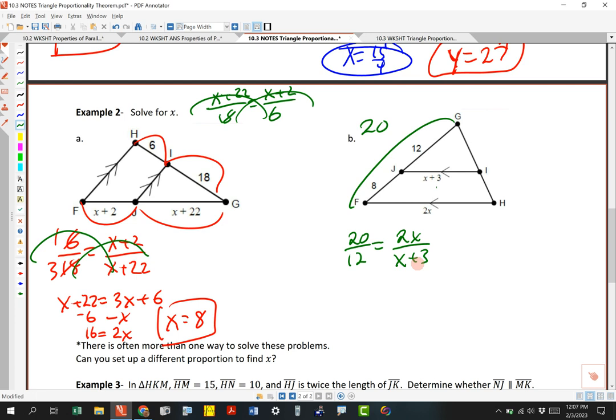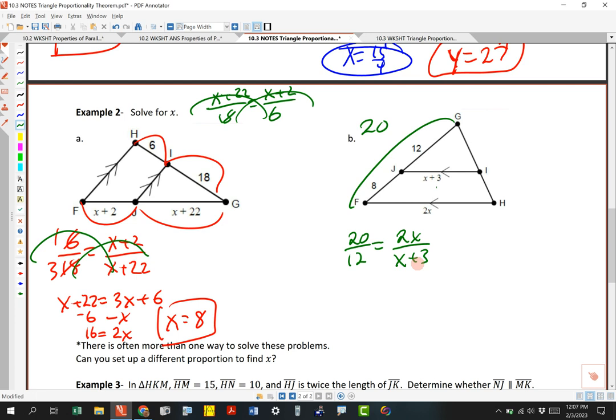Mason? So I'm still not quite understanding how you can just, like on A, how you can just take 6 and 18 and not combine them. Because the triangles are proportional, but you're taking the proportionality of the trapezoid.